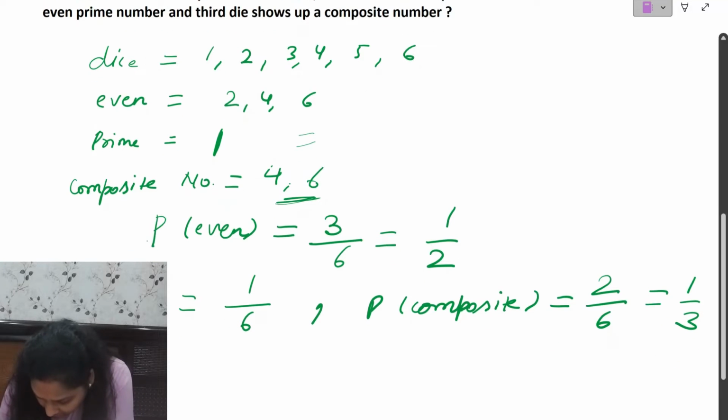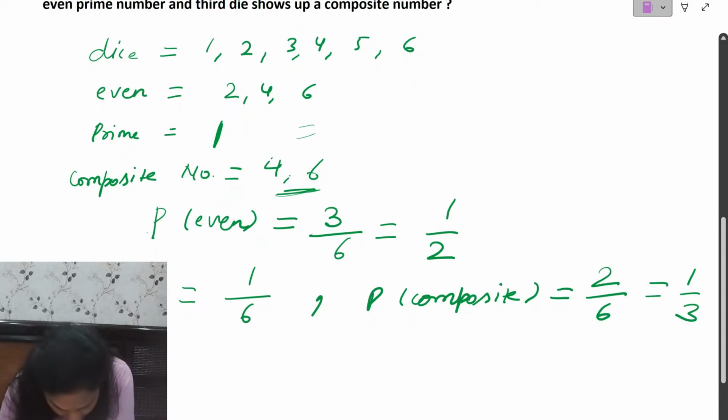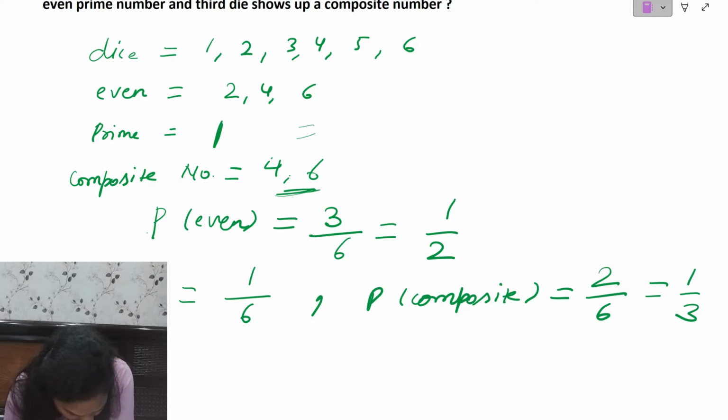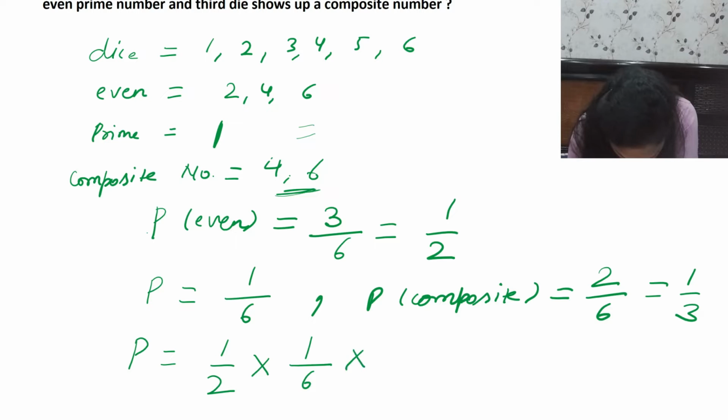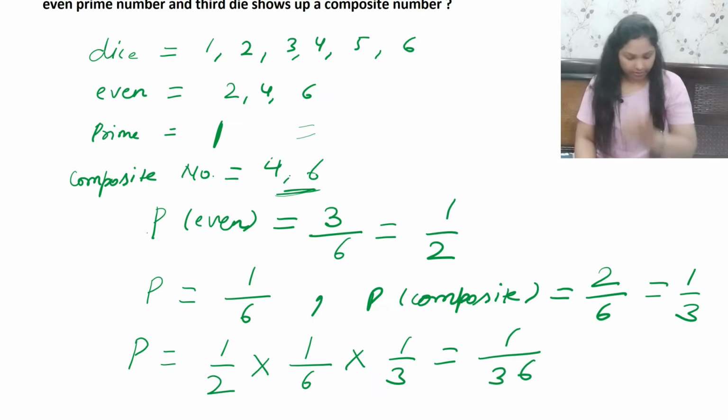Now these three events are independent of each other. So when we have independent events, we have to multiply them all together to get the answer. Now the probability is 1 by 2 multiplied by 1 by 6 multiplied by 1 by 3, and the answer is 1 by 36.